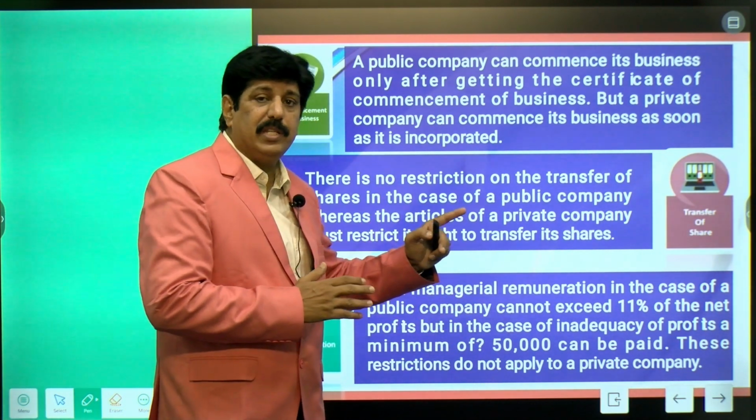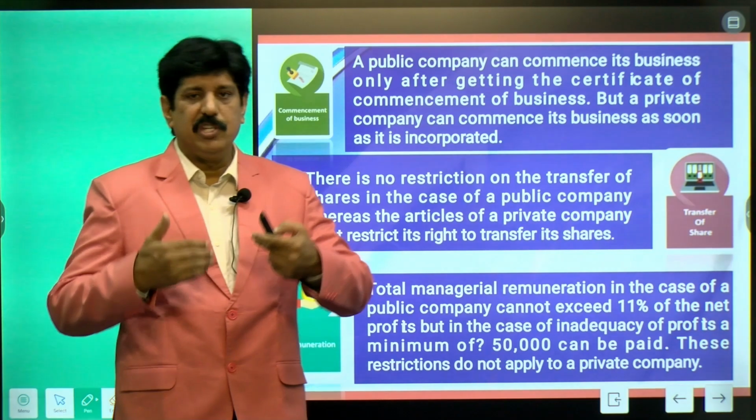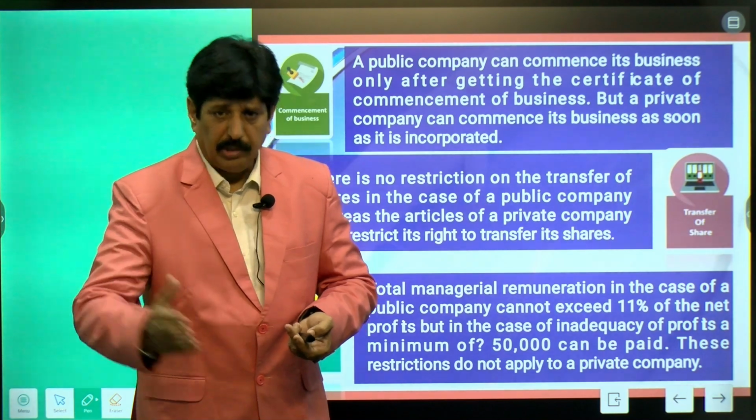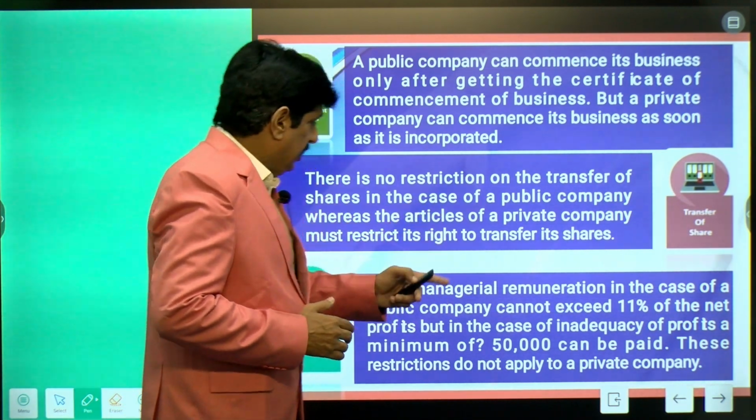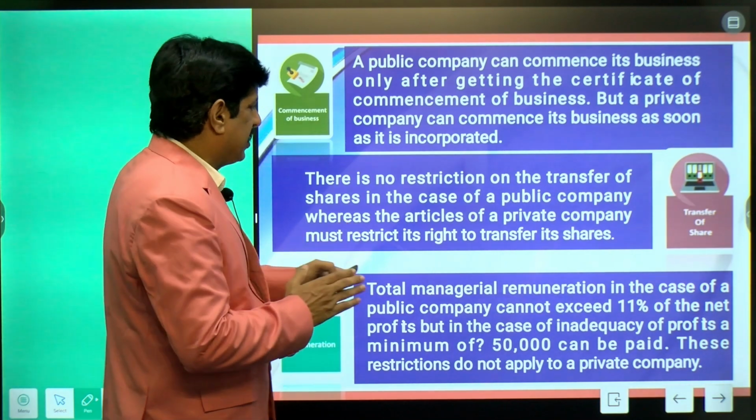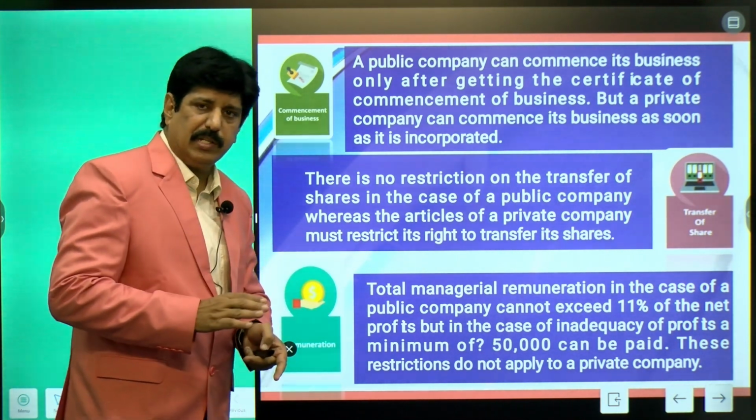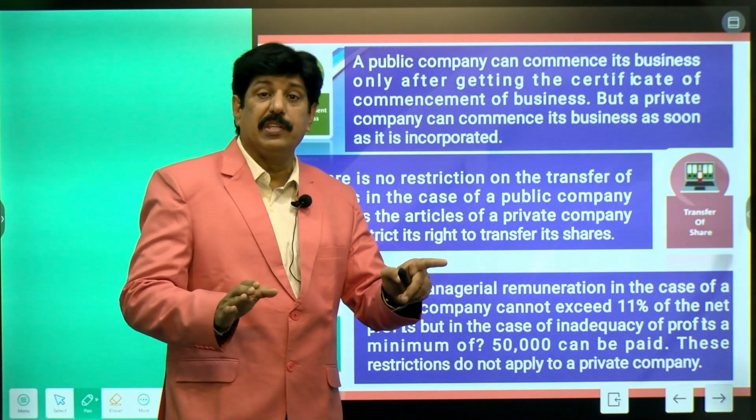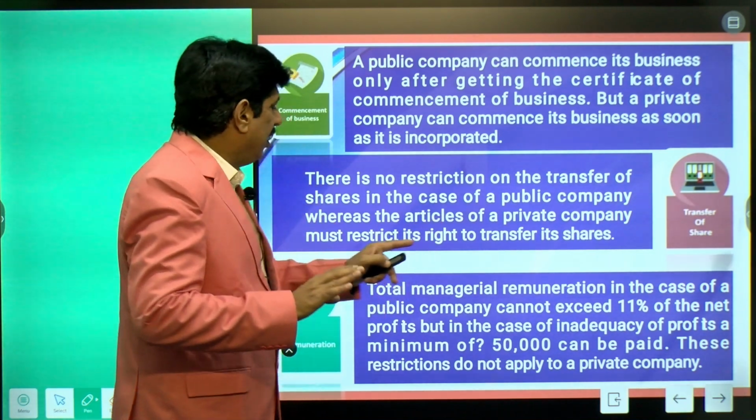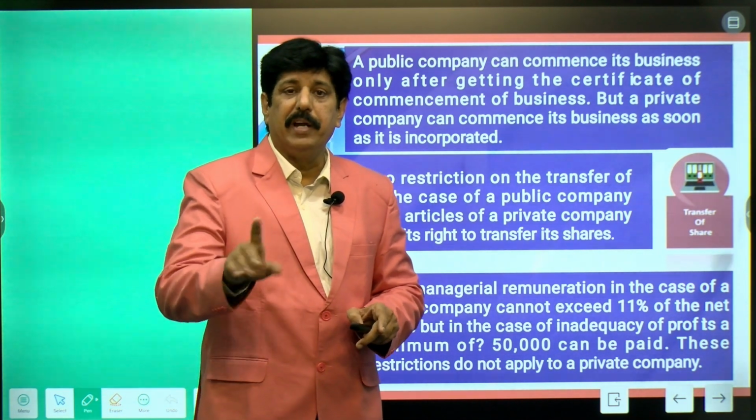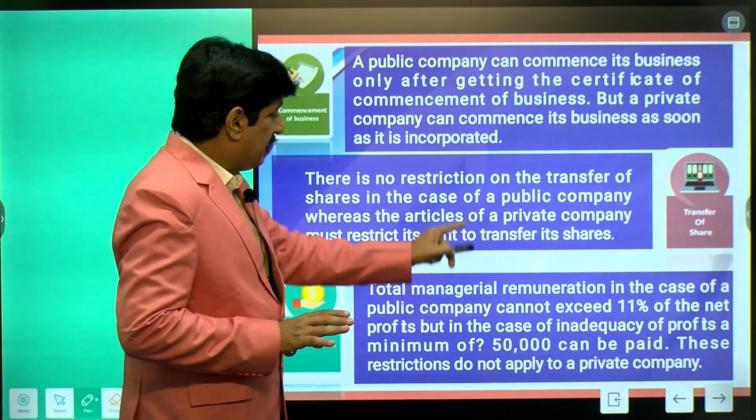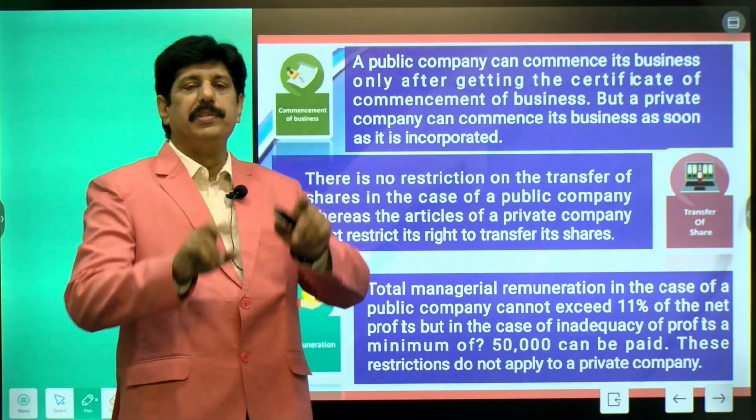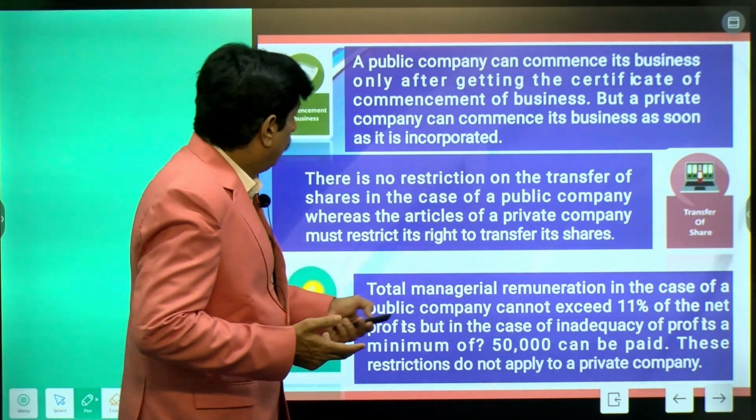If such a provision is not there, then what happens? Managerial persons have the advantage of increasing their percentage of commission. That is normally 11%, which is fixed. In extraordinary situations, where there is no profit, it is limited to 50,000 rupees in the case of public companies. Such a restriction is not applicable to private companies. Once again I repeat, the 11% restriction is only for public companies, not for private companies.